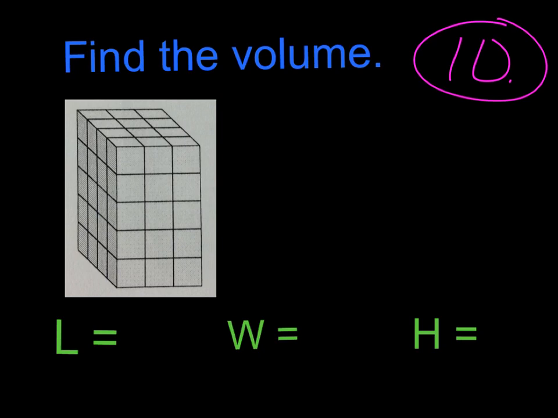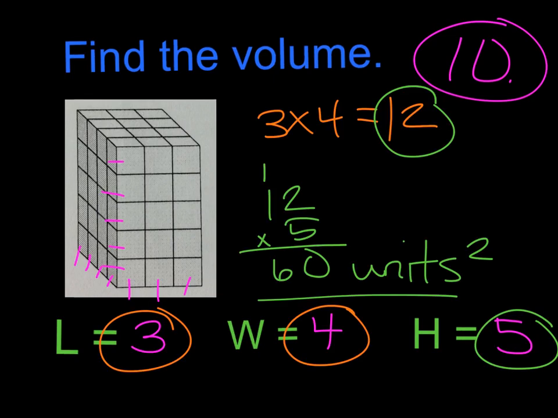Number 10, find the volume of this rectangular prism. Pause the video as you work, and then we will check your work when you are done. All right, the length of this was 3, the width was 4, the height was 5. So 3 times 4 is 12, and then we do 12 times 5, and we get 60. So 60 units squared.